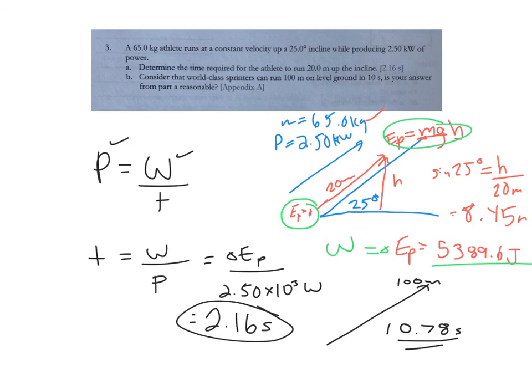This seems like a very athletic sprinter. If they continue at that rate of power, they're going up an incline and actually they're still going relatively fast. So you decide with that one, but that's kind of how you would compare those two numbers.